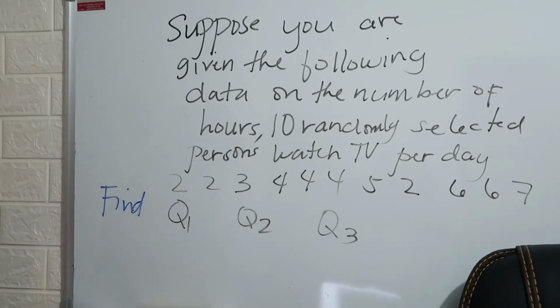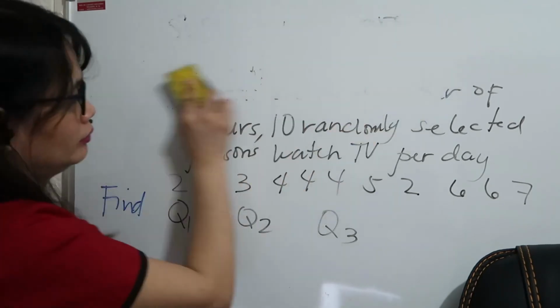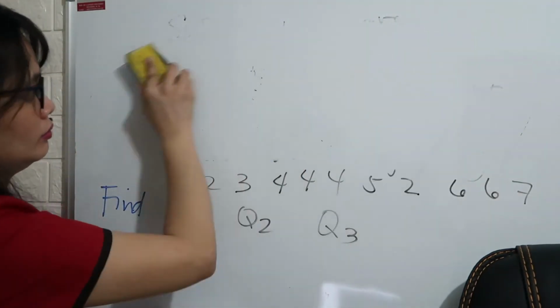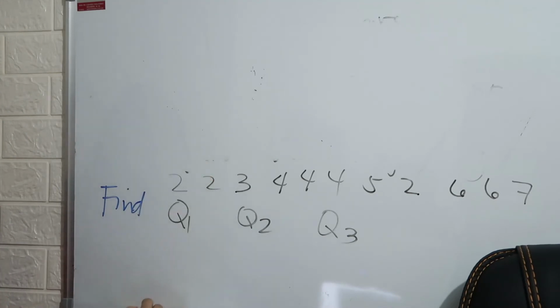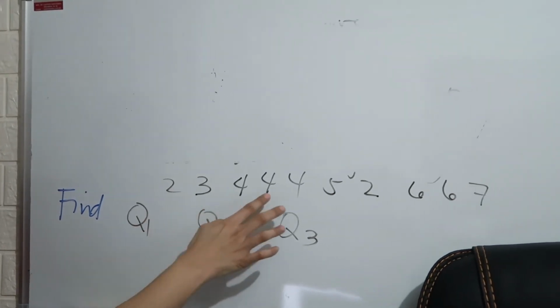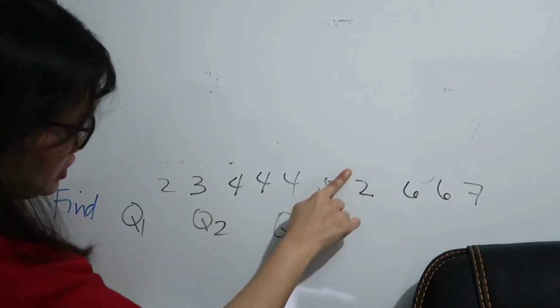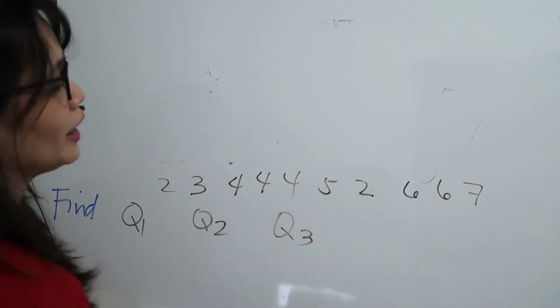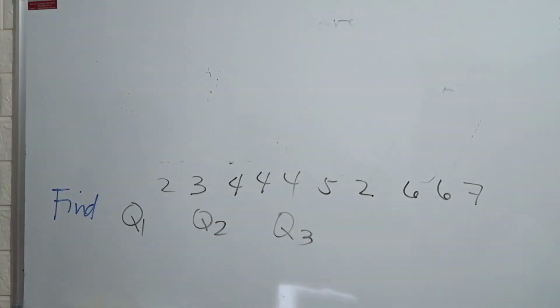First, we need to arrange the given data. Can anyone arrange it? Yes? 2, 3, 4, 4, 4, 5, 2, 6, 6, 7. Is it 10 na? Okay. So first we need to arrange the data from lowest to highest, right?